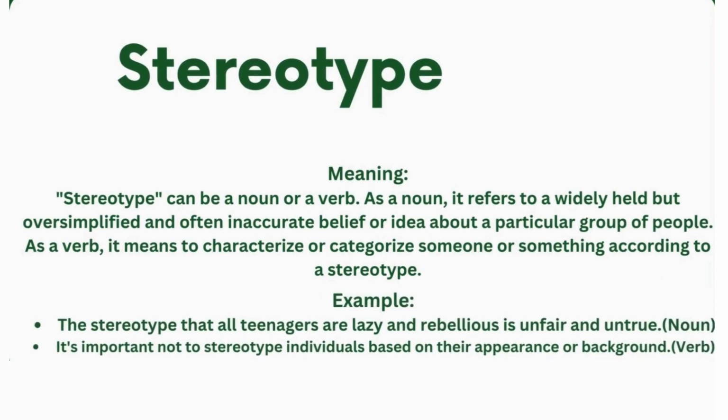Stereotype. Meaning. Stereotype can be a noun or a verb. As a noun, it refers to a widely held but oversimplified and often inaccurate belief or idea about a particular group of people. As a verb, it means to characterize or categorize someone or something according to a stereotype. Noun example. The stereotype that all teenagers are lazy and rebellious is unfair and untrue. Verb example. It's important not to stereotype individuals based on their appearance or background.